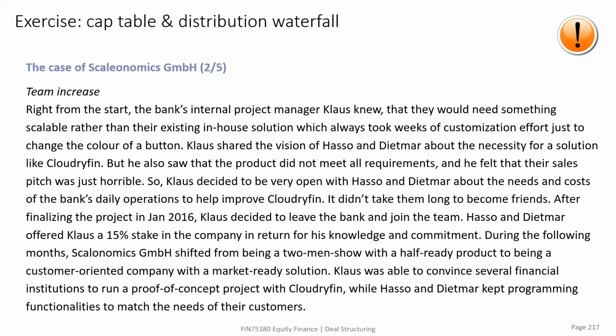After finalizing the project in January 2016, Klaus decided to leave the bank and join Scalonomics. Hasso and Dietmar offered Klaus a 15% stake in the company in return for his knowledge and commitment. During the following months, Scalonomics shifted from being a two-man show with a half-ready product to being a customer-oriented company with a market-ready solution. Klaus was able to convince several financial institutions to run a proof-of-concept project with Cloud Refin, while Hasso and Dietmar kept programming functionalities to match the needs of their customers.